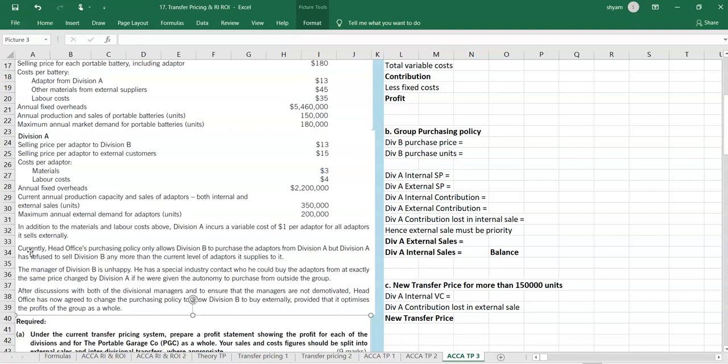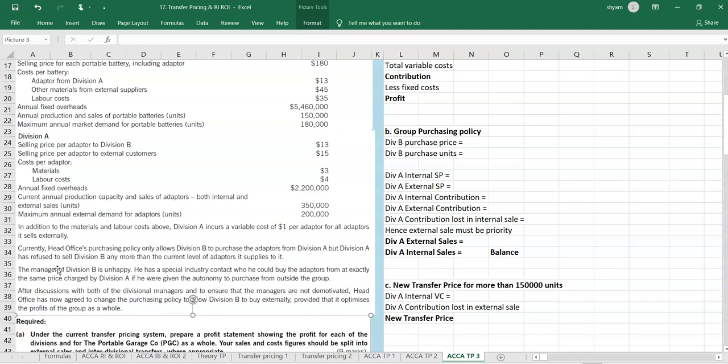So currently head office purchasing policy only allows division B to purchase the adapters from division A, but division A has refused to sell division B any more than the current level of adapters it supplies to it. So they are not trying to increase the sale here. If you look at here, they have a total of 3,50,000 capacity and they sell 2 lakh outside, and the balance 1,50,000 they are selling to the internal division. So they are not willing to sell or give more than that.